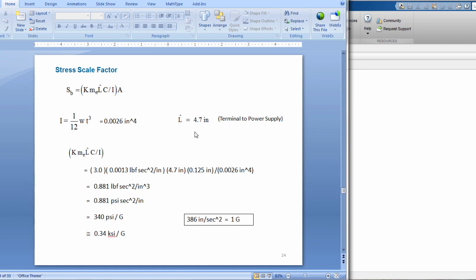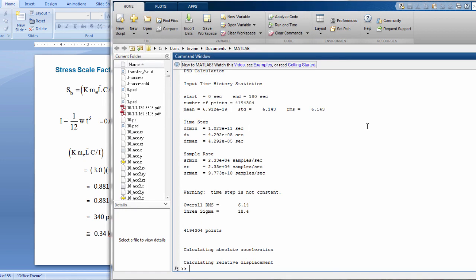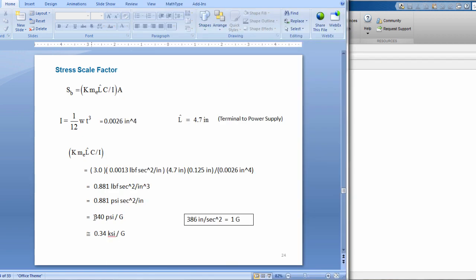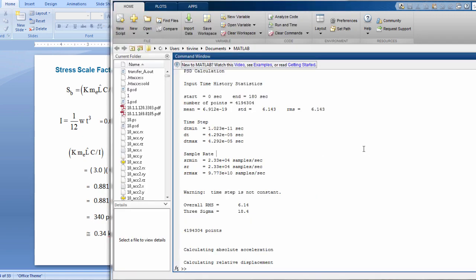But anyways, after we do this busy work, we come up with a scale factor that's going to be approximately 0.34 KSI per G. So if we apply this scale factor to our acceleration, then we're going to get our bending stress at the solder terminal hole within the scope of our simplified assumptions. So let's see how we can do this. We have 0.34. Let's keep that in mind.